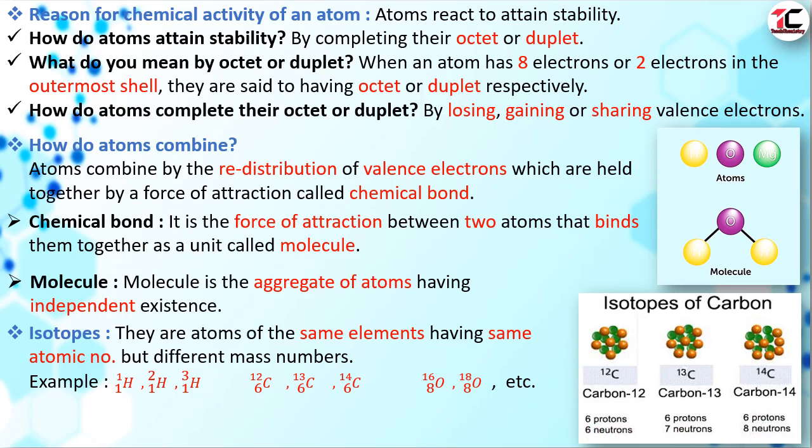So what is the reason of the isotopes? Difference in the number of neutrons is the reason of the isotopes. Let us move to the next topic.